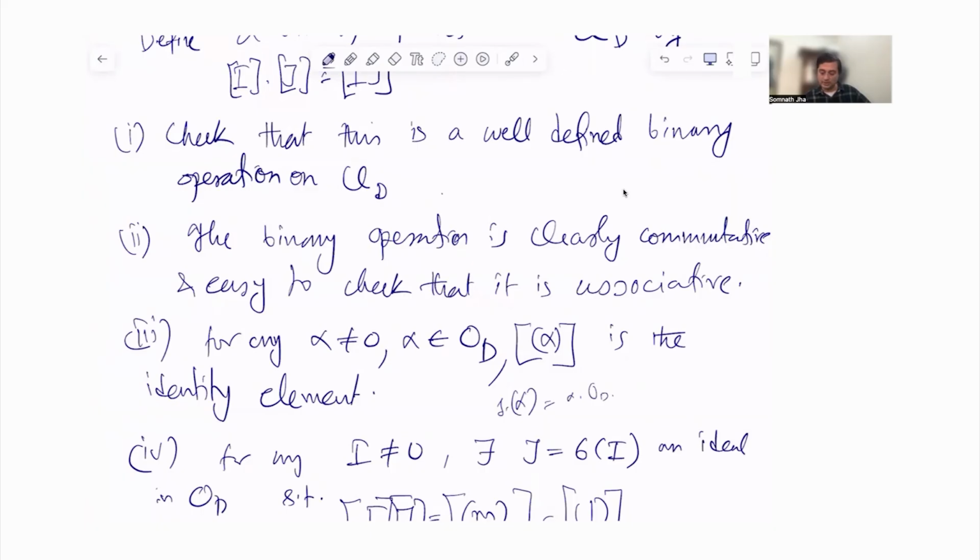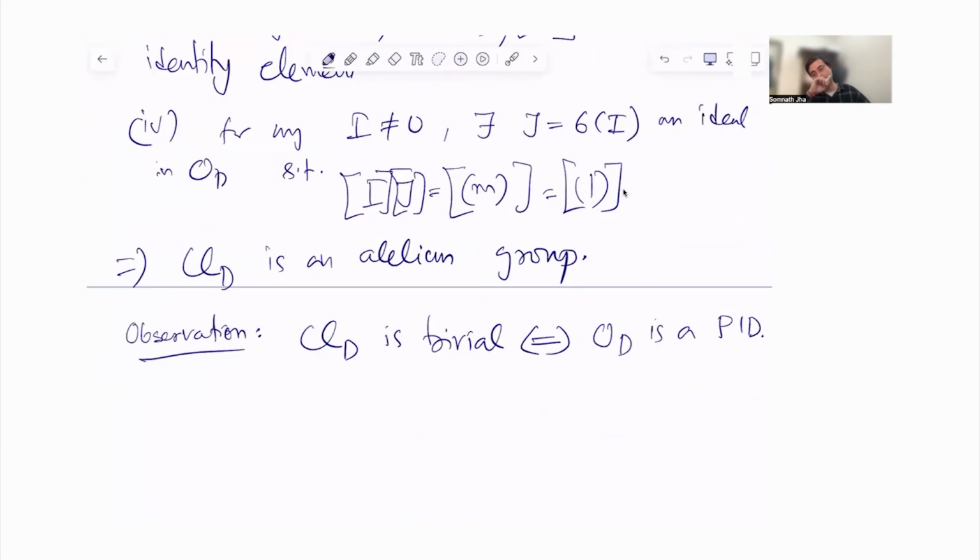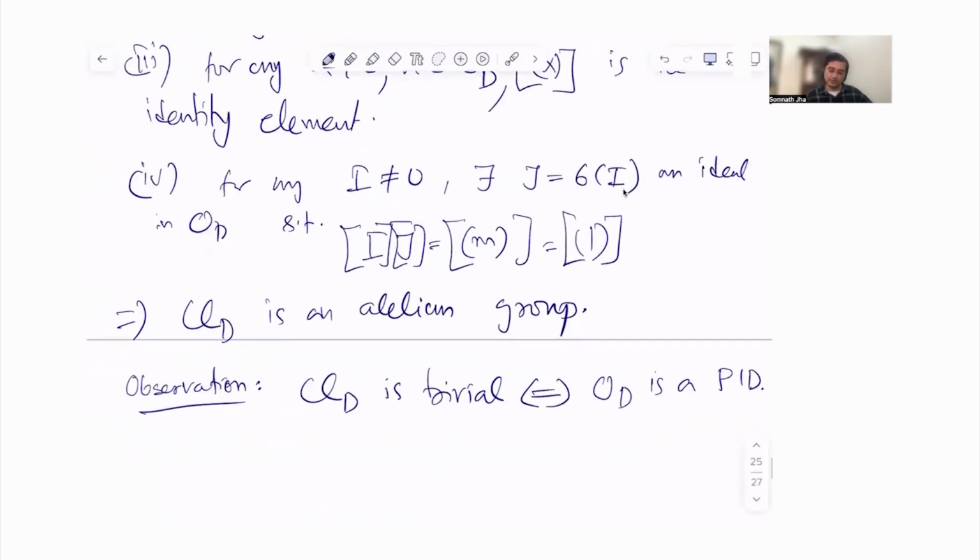Which is 1. So alpha is equivalent to 1 clearly. So if this is a PID, then there is only one ideal class, namely the principal ideals. Conversely, if this group is trivial, that means there is only one ideal class, namely identity. That means every ideal is principal. O_D is a PID. Okay.